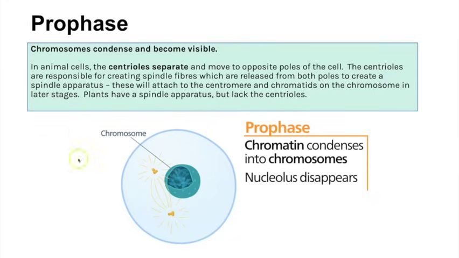And in the animal cells, the pairs of centrioles will move to opposite poles, which means opposite sides of the cells. The centrioles are going to be creating these spindle fibres, which are released from both poles to create the spindle apparatus. And these will attach to the centromere and the chromatids on the chromosomes in the later stages. Plants have a spindle apparatus, but they don't have the centrioles.